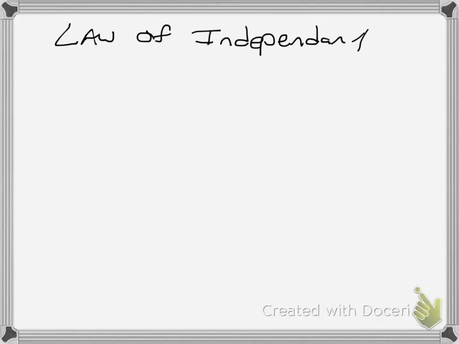Alright, in this video we're going to look at the law of independent assortment. What Mendel was able to do with the law of independent assortment was show that traits on different chromosomes are not required to sort together, but they can sort independently.